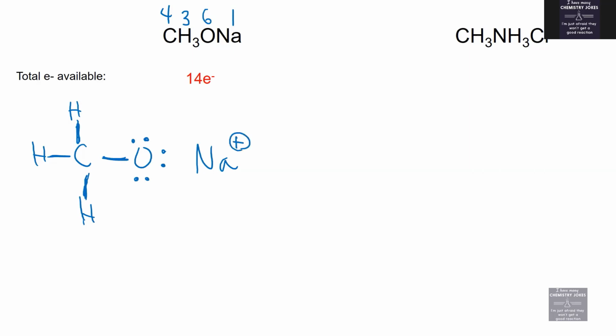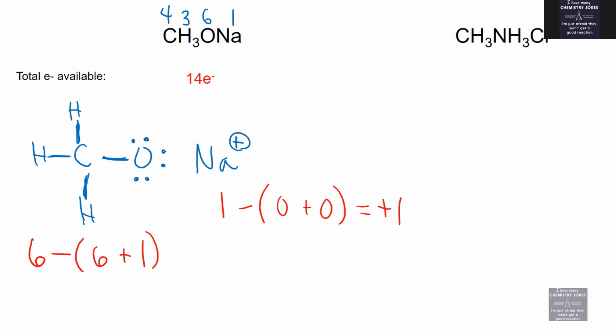Sodium has one fewer electron than it began with. It's a positive. We can do that with our formal charge counting as well. Sodium is in group 1. How many lone pairs does it have? None. How many bonds is it making? 0. So sodium is a +1 because our formal charge formula tells us so. Carbon is making 4 bonds, so he's neutral. Oxygen's only making 1, not neutral. Oxygen is in group 6. This oxygen has 6 lone pair electrons, and it's making 1 bond. So 6 minus 7, -1. Oxygen has a -1 formal charge.